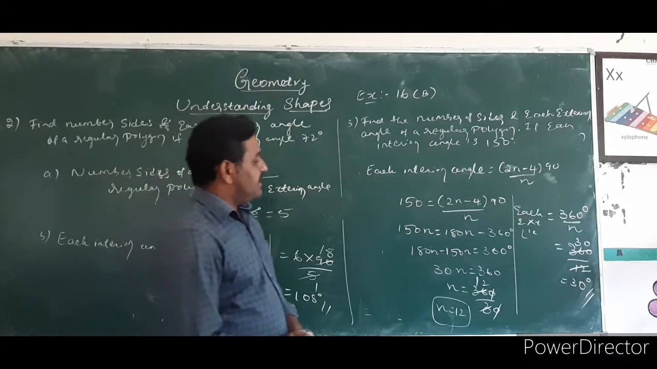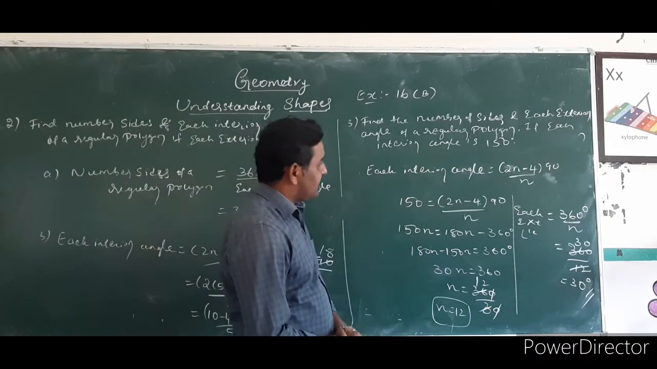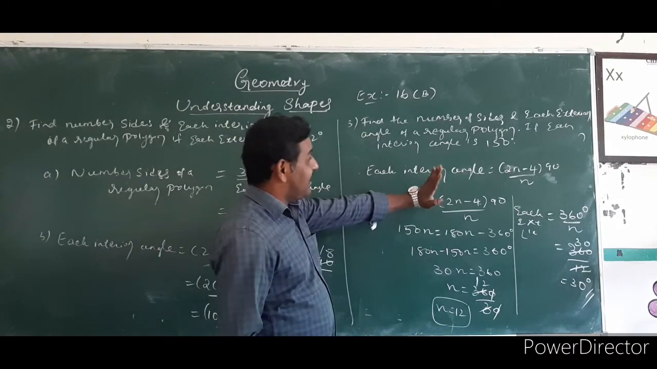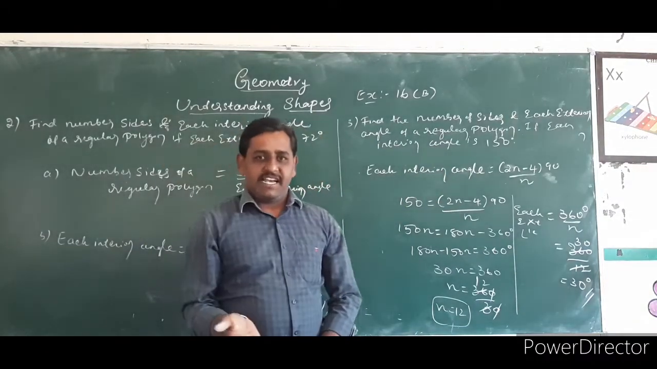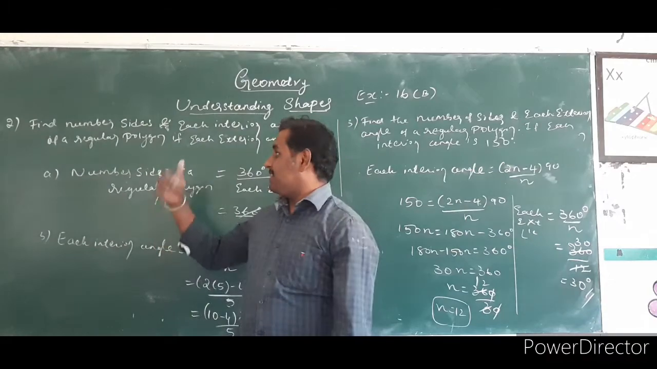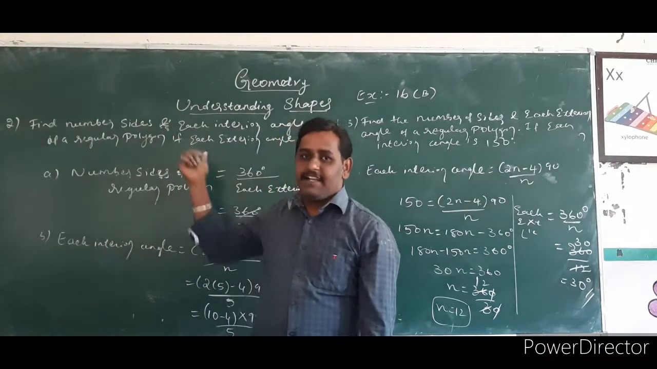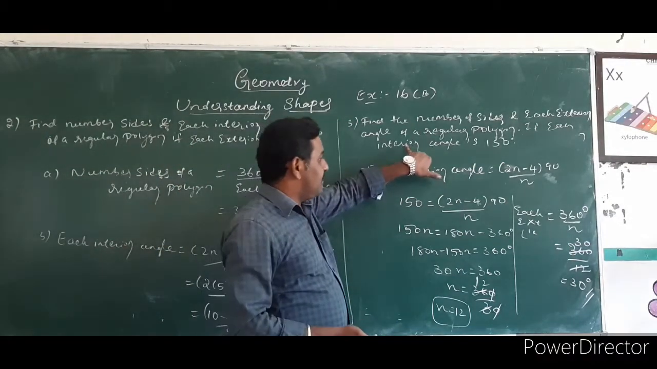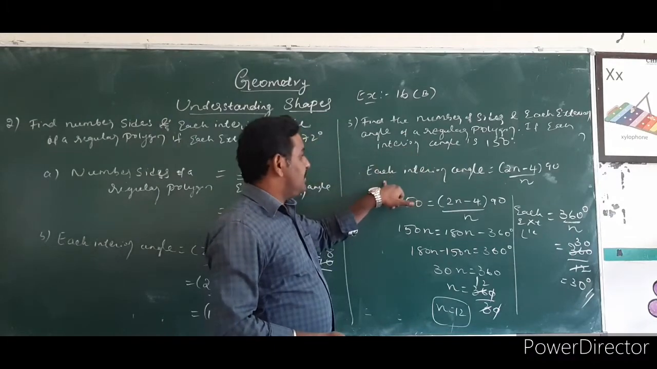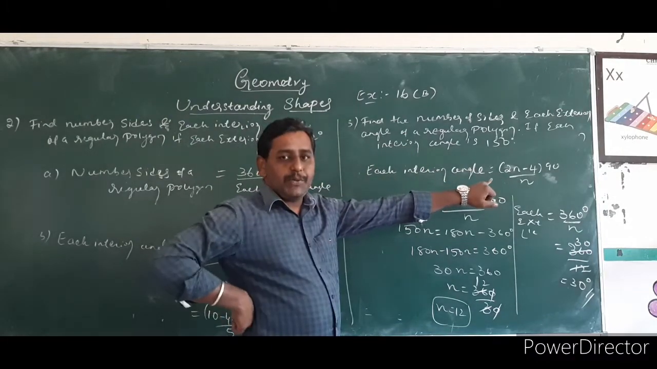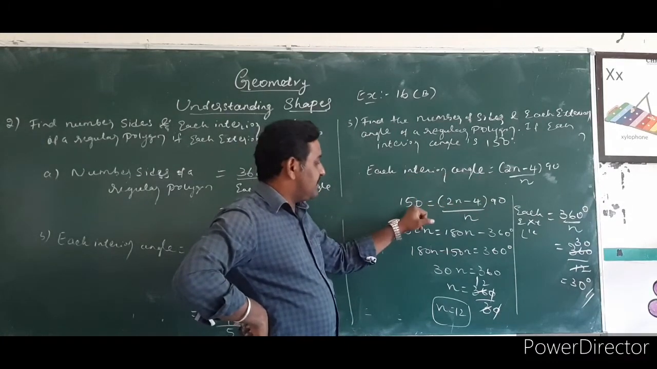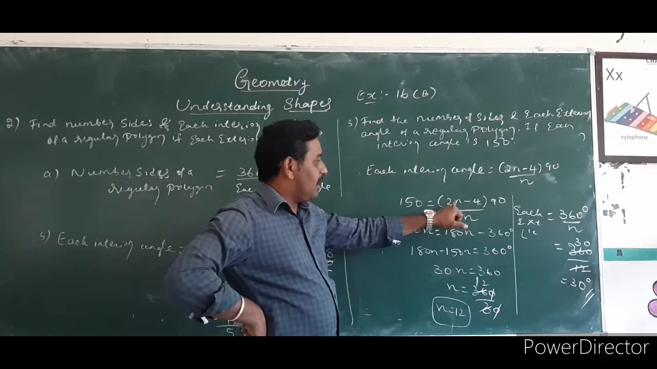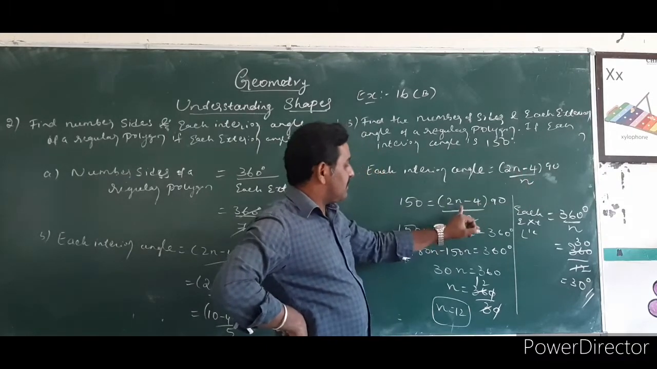So here in this case, find the number of sides and each exterior angle, when each interior angle is given. In the first case they gave the number of sides. In the second case they gave each exterior angle. In this case they give each interior angle. So each interior angle is equal to (2n minus 4) times 90 degrees by n. Each interior angle is equal to 150. The formula is there, you can substitute.